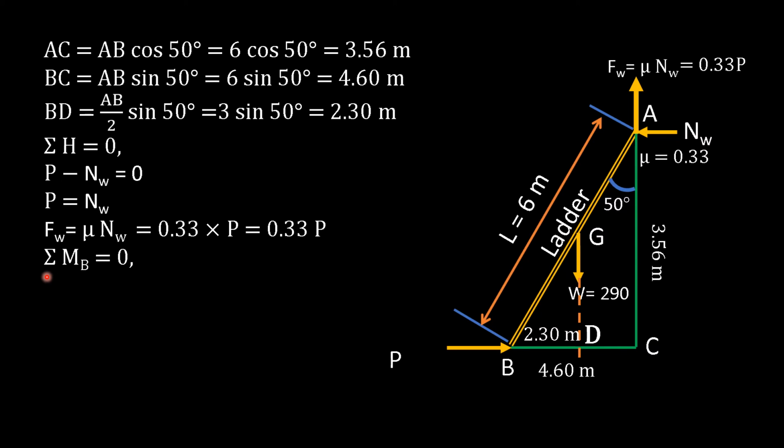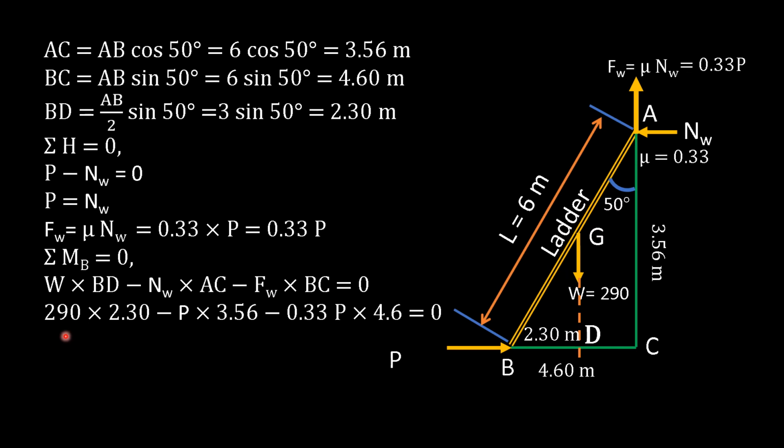Summation of moments about point B is equal to 0. So that will be W multiplied by BD. It will give clockwise moment. NW multiplied by AC will give anticlockwise moment, so it is negative. FW multiplied by BC will also give anticlockwise moment, so it is negative.